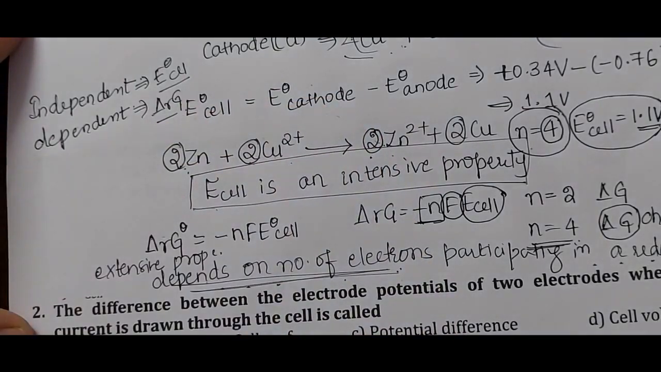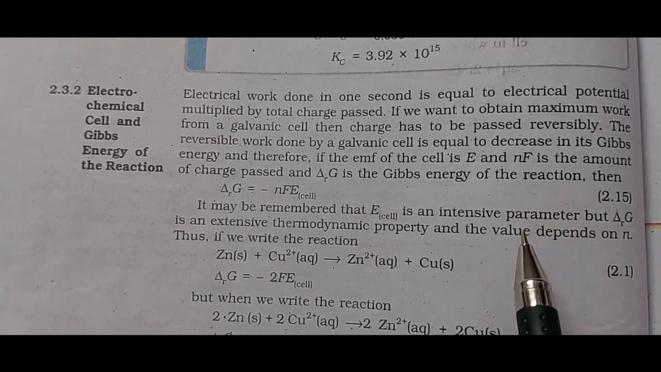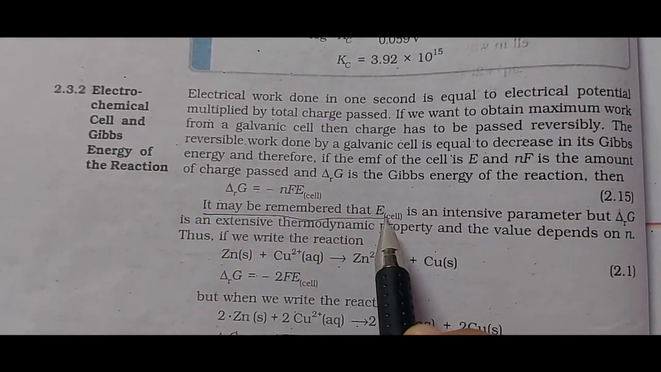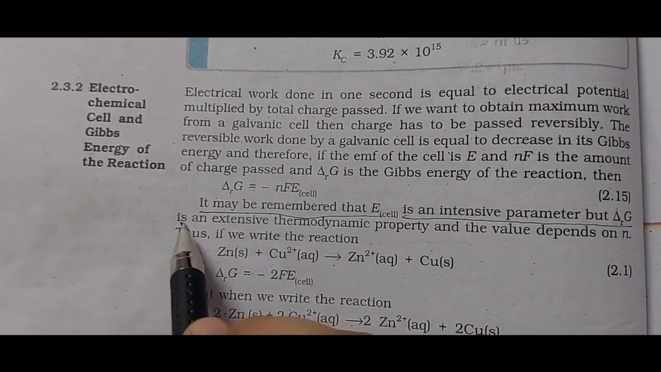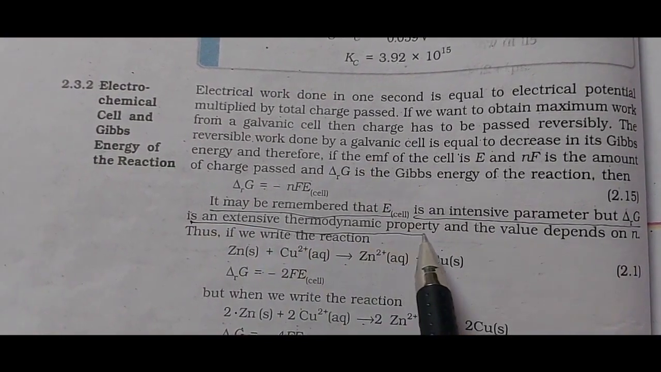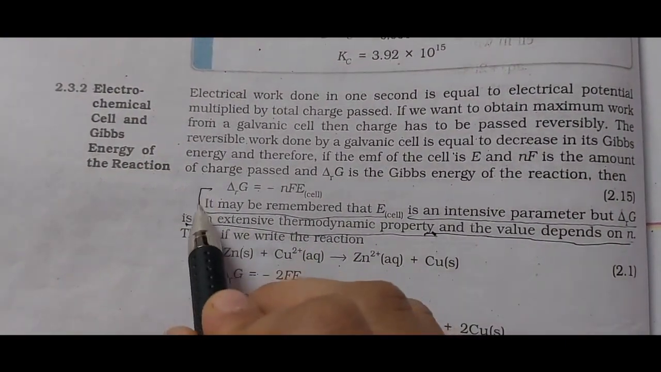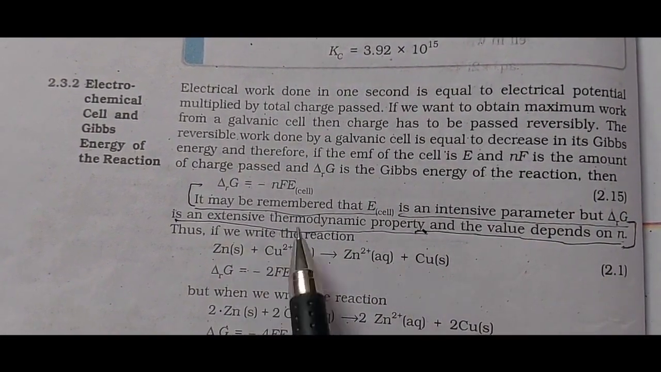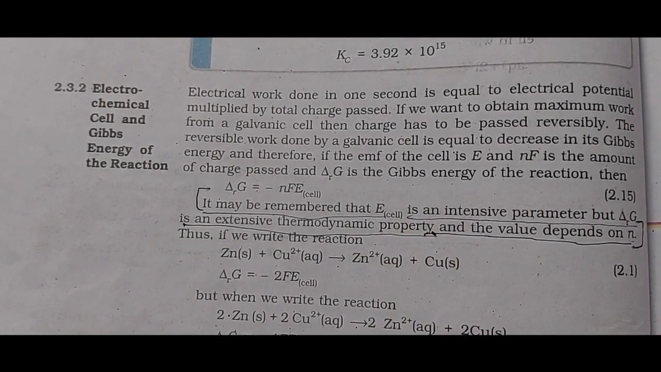And we'll refer to NCERT also for this. Here you can see that a sentence is given: it may be remembered that E cell is an intensive parameter, but delta RG is an extensive parameter, a thermodynamic property, and its value depends on N. So the question asked is based on the concept given in the NCERT textbook. So you can refer to it. Based on this, if you consider the question, which answer would be correct here?